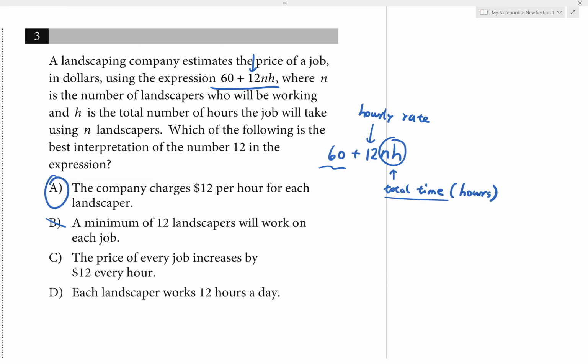So it's not necessarily that. It depends on the number of workers as well. It's not always $12 for each hour, because it depends on how many workers we have. Then D, each landscaper works 12 hours a day. Well, that's what H represents. We don't know that it's equal to 12. So not D. The best answer here should be A for number 3.